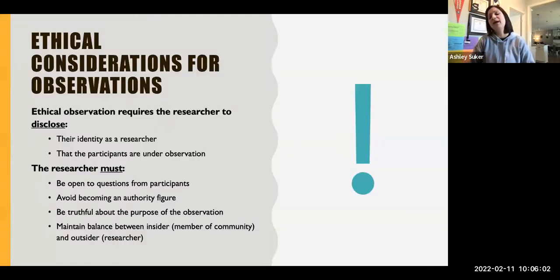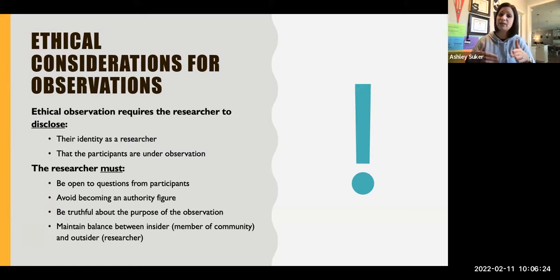So what are some of the ethical considerations for observation? This is a little bit tricky because when we think about observation, we think, well, we're not doing anything to anyone, so why do we have to have ethical considerations? Well, in research, you always have ethical considerations, and we will talk extensively about that in a few weeks.